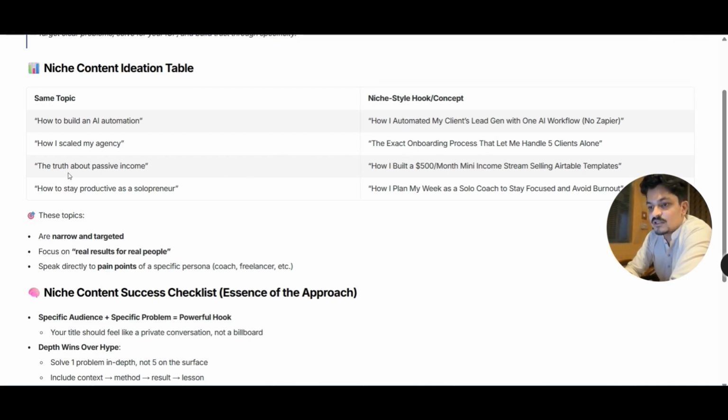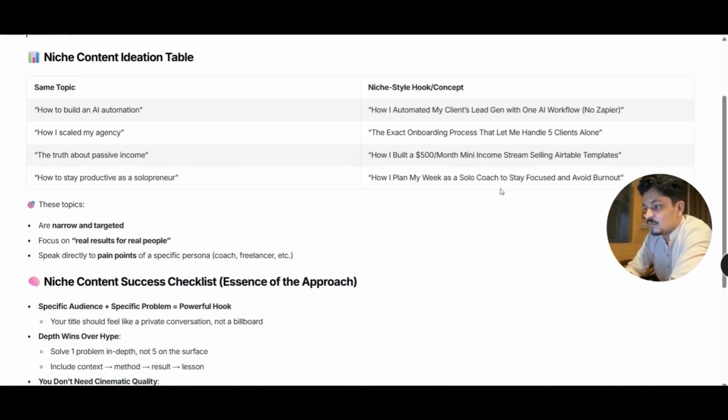And the third one is "the truth about passive income, how I built a $500 per month mini income stream selling Airtable templates." Again, you can see that it's niched, right? It's for a specific audience who are interested in passive income, but they are more interested in selling Airtable templates, right?